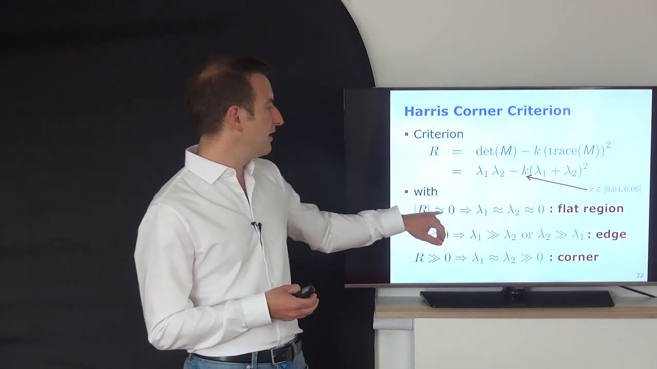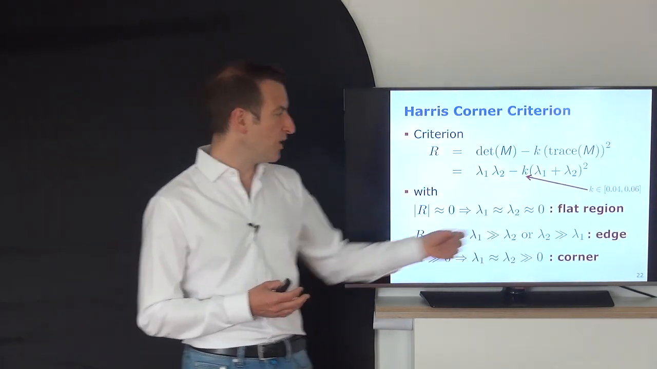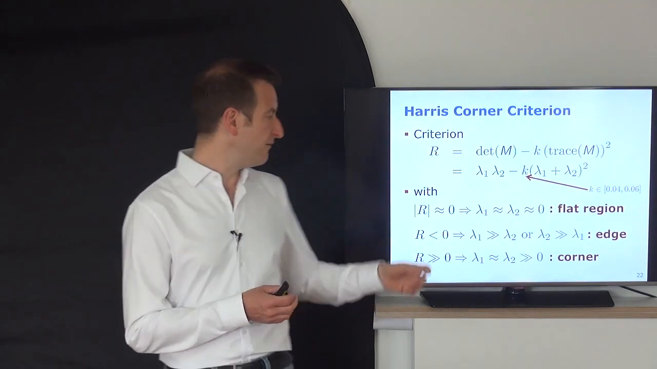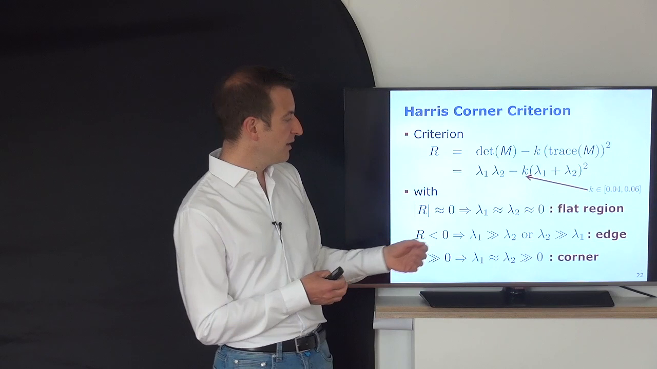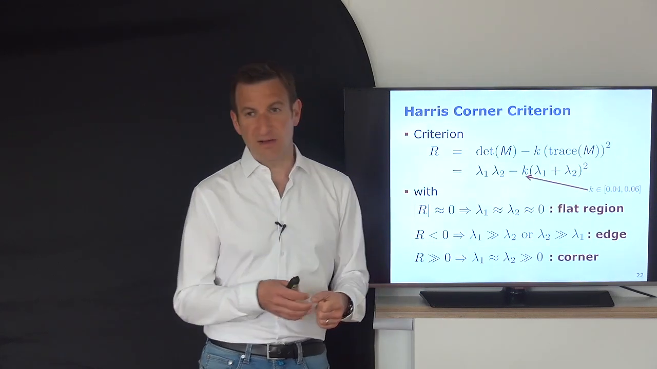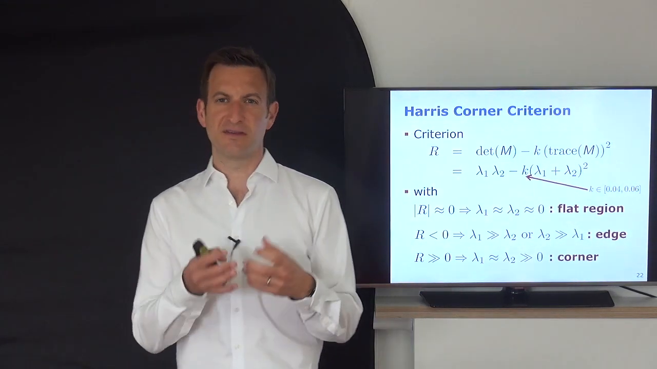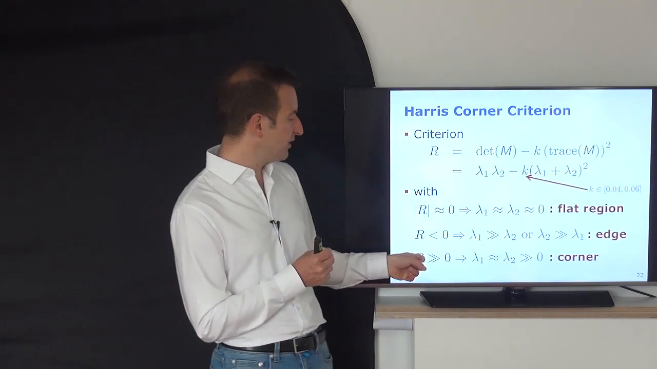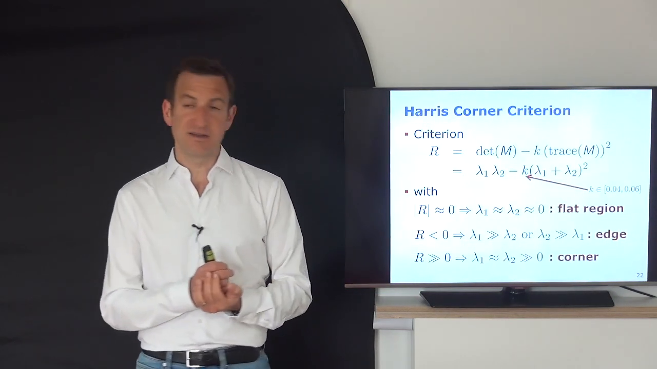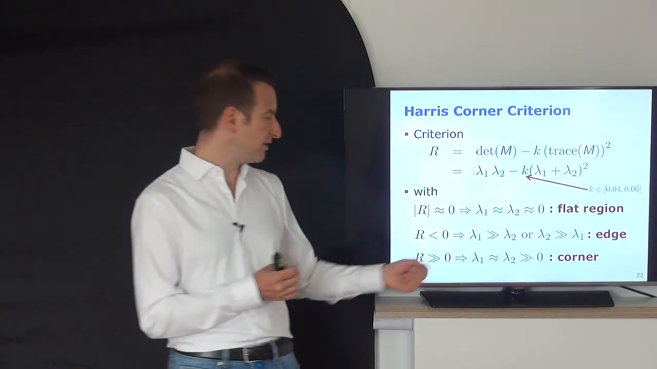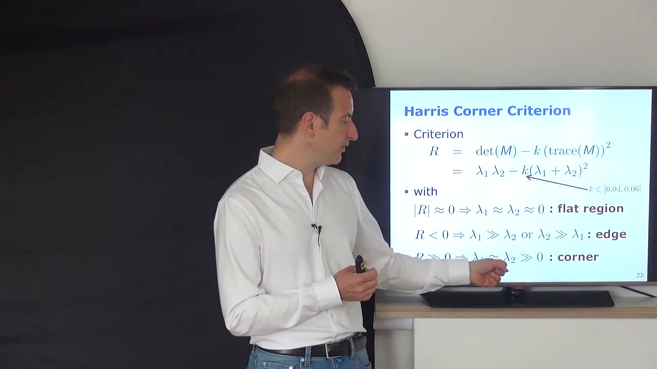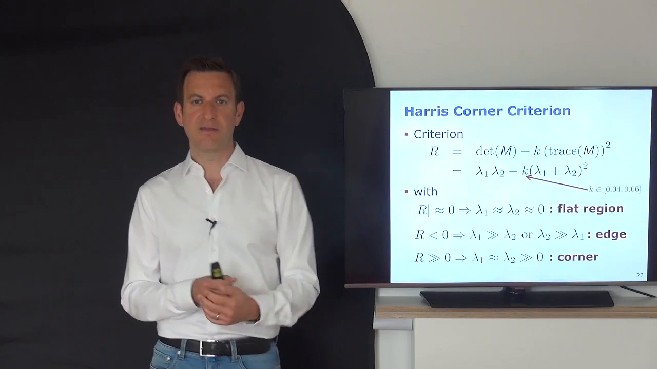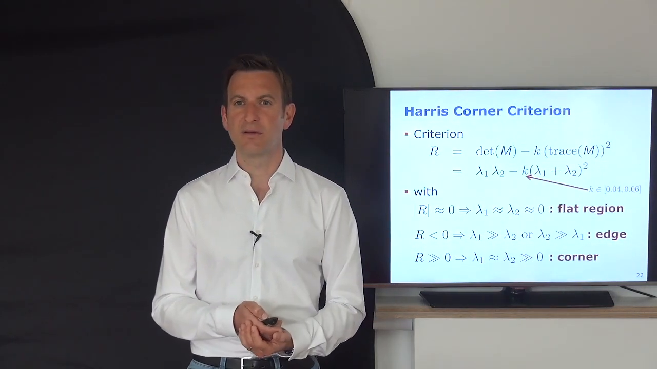And if R is approximately 0, that means we have roughly a flat region. That's something I'm not interested in. If R takes values which are smaller than 0, that means one of the eigenvalues is substantially larger than the other one. So this is an edge-like structure, also something we are not necessarily interested in. We are interested in values for R which are substantially larger than 0. That means we have two eigenvalues which are similar, and they both are substantially different from 0. And this is exactly the corner that we want to have.